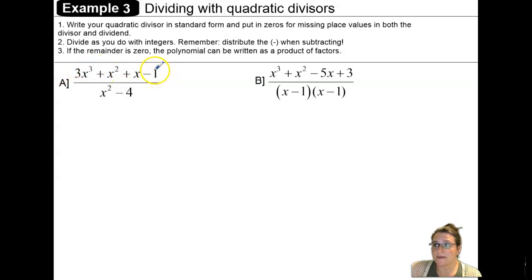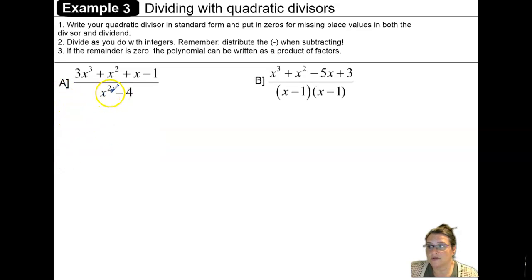And the only thing that's a little different is if your quadratic denominator, which is your divisor, is not in standard form, you're going to put it in standard form before you try to do the long division. So in example B, notice we have two linear factors in the denominator. You would FOIL to get those together into a single quadratic expression in standard form and use that as your divisor. So let's start with example A.